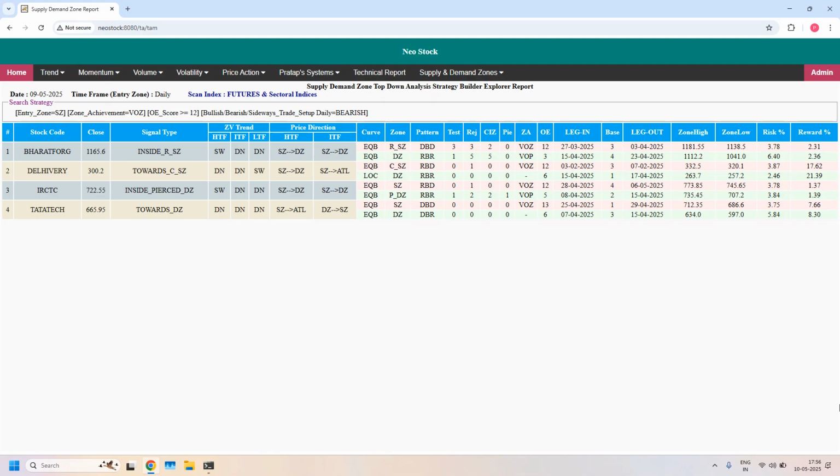These 4 stocks are supporting bearish trade setup for monthly income trade, and entry time frame zones are daily supply zones. So we got 4 daily supply zones supporting bearish trade setup for monthly income trade. Out of these 4 daily supply zones, how many are having even more high probability to get success? That we will filter based on the zone confluence.